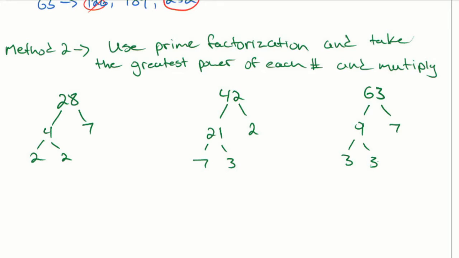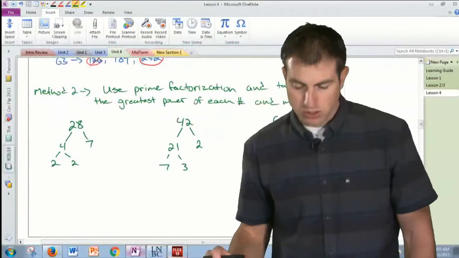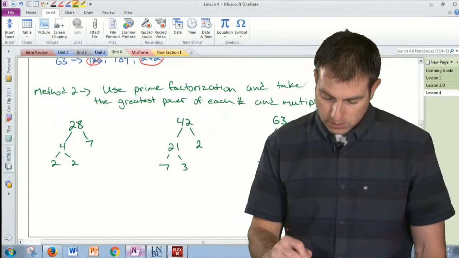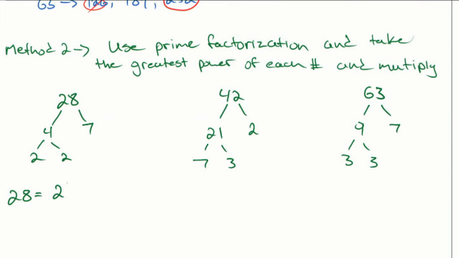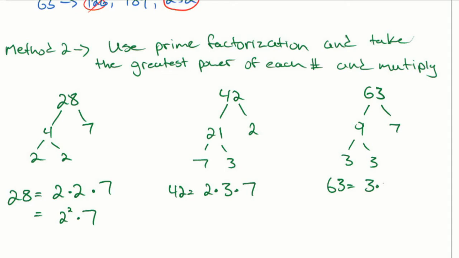All right, I have figured out what my prime factorization looks like. I'm going to write this like this. 28 is equal to 2 times 2 times 7, which is the same thing as 2 squared times 7. 42 is equal to 2 times 3 times 7. And 63 is equal to 3 times 3 times 7, or 3 squared times 7.